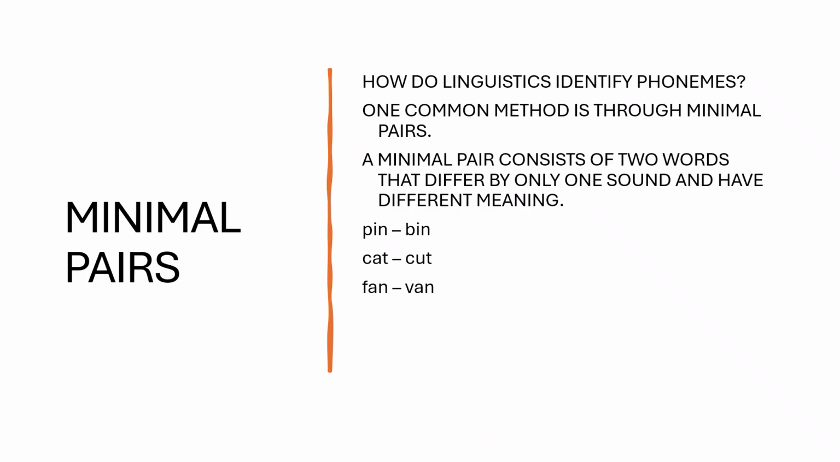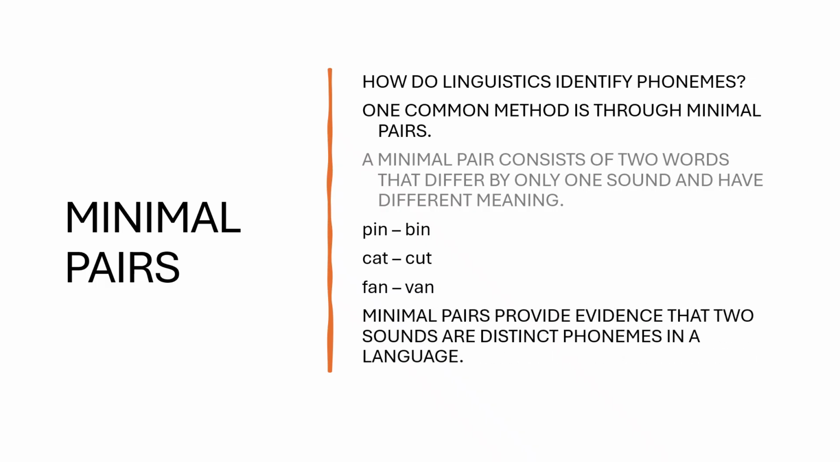Now let's see how linguists identify phonemes. One common method is through minimal pairs. A minimal pair consists of two words that differ by only one sound and have different meanings. Look at the examples: pin, bin; cat, caught; fan, ban. Minimal pairs provide evidence that two sounds are distinct phonemes in a language.